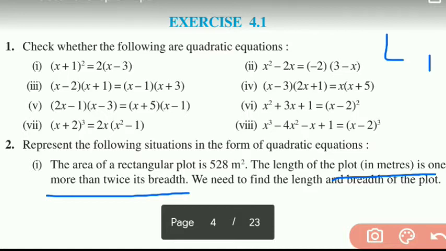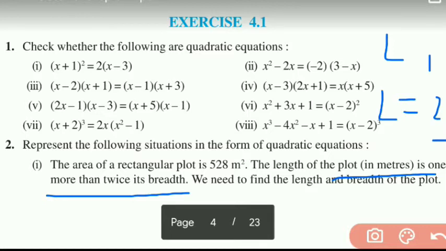It means L is equal to twice of the breadth, so 2b, plus 1. Okay, because it is saying that length is 1 more than twice of the breadth. So twice, we have multiplied by 2 and adding 1.